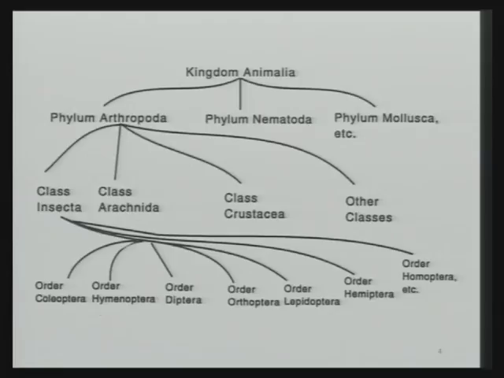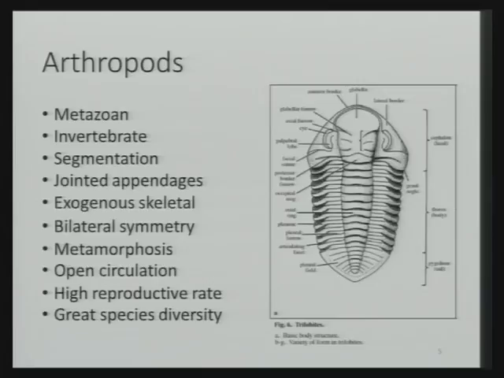From this morning, arthropods belong to the animal kingdom, right? And then we could categorize into important classes: Insecta, Arachnida, and Crustacea. Could you tell the difference between each class? Yeah, very easy, by numbers of legs. And then you could classify deeper into order, and you have some specific or unique characteristics based on their order. As we know, arthropods are metazoans, animals, invertebrates, and they have segments. They have a high reproductive rate and great species diversity. So you will see so many arthropods everywhere.